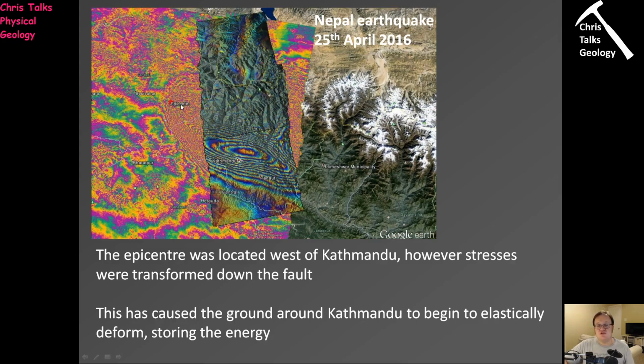were used to produce seismic waves, some of them were used to actually move the fault, but not all the stress is used when a fault moves. Some of that stress actually gets passed further down the fault. So this is where the earthquake actually occurred, but some of the stress got pushed down the fault, and it's now situated just to the north of Kathmandu, which of course is the largest city in Nepal.